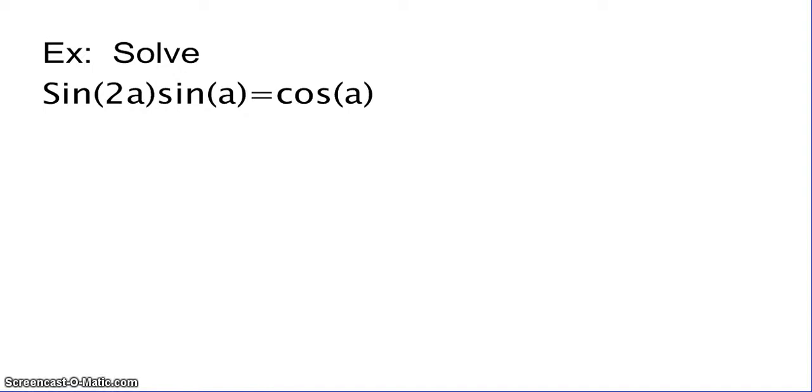Alright, so now let's look at an example of an application. So I want you to solve sine of 2a times sine of a equals cosine of a. Notice that I'm just saying solve, so that means general solutions, not specific solutions between 0 and 2 pi. So I just want the general solutions. So I want you to pause the video and unpause when you're ready to check your work.